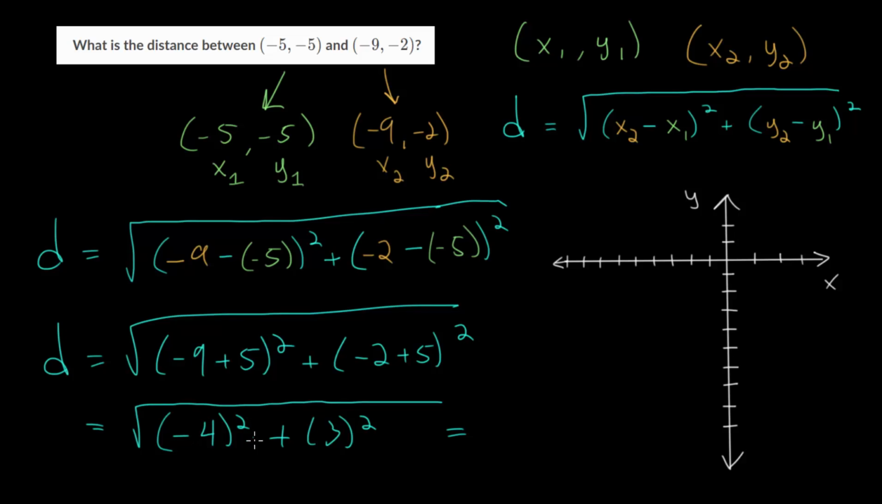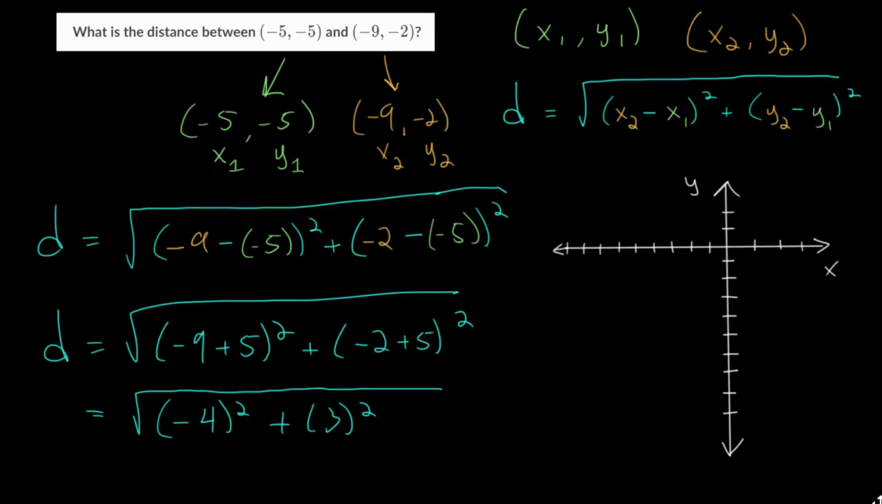And minus 4 times minus 4 is a positive number. So remember, when you're squaring a number that's in parentheses, it always comes out positive. So minus 4 times minus 4 is 16. Actually, let me do this down here, and let me make a little bit more room. So we have the square root of 16, and 3 squared is 9. And 16 plus 9 is 25, and the square root of 25 is simply 5. So the distance between these points is 5 units.